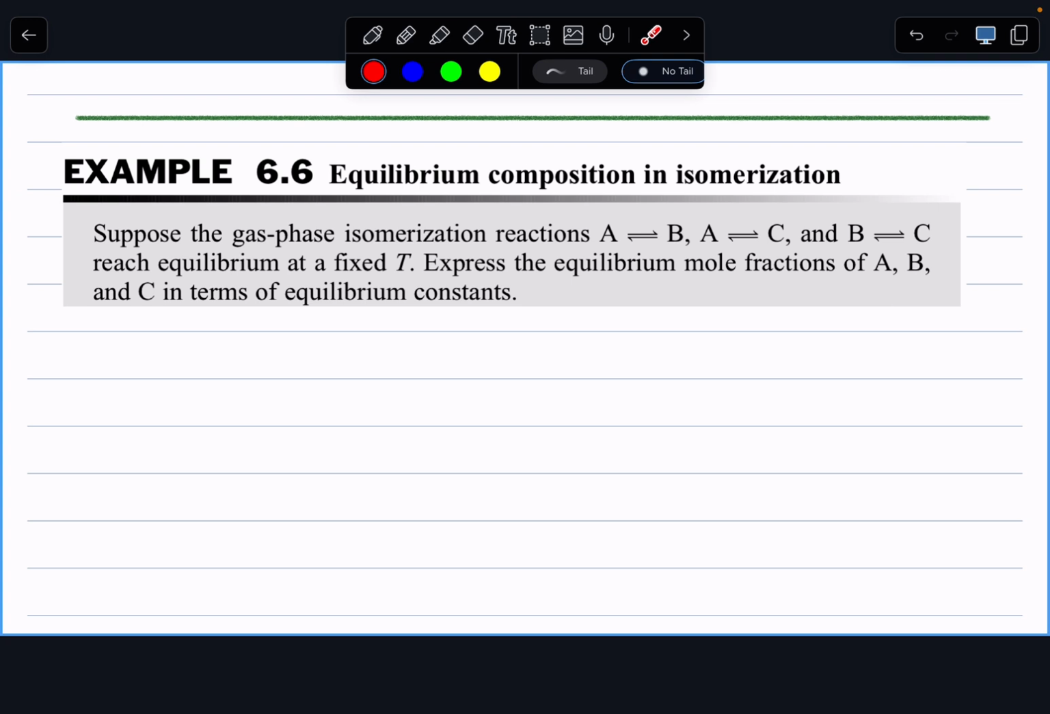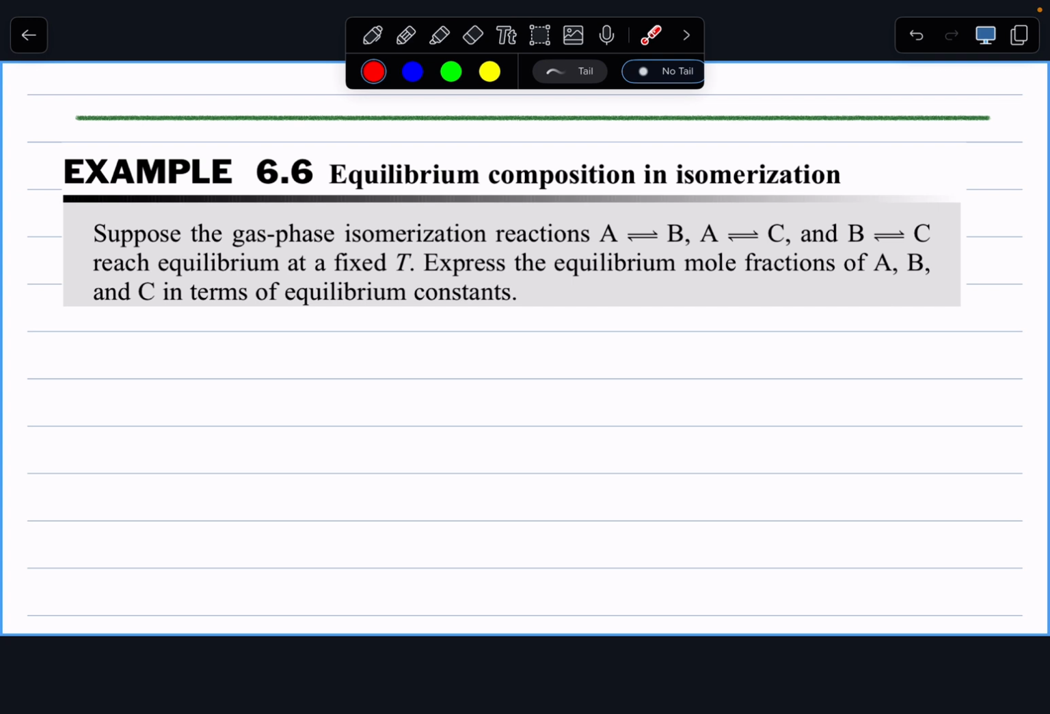All right. And what else do we know? We also know chi A plus chi B plus chi C, these are mole fractions. We only have 3 species in the mixture, so they must add up to be 1. Right? It's only a mixture of A, B, and C, so all the mole fractions add up to be 1.